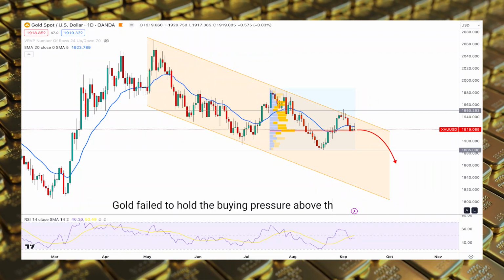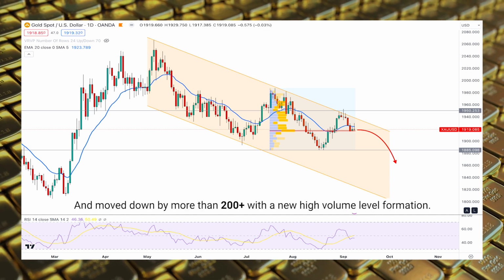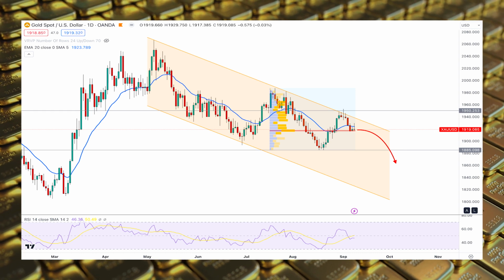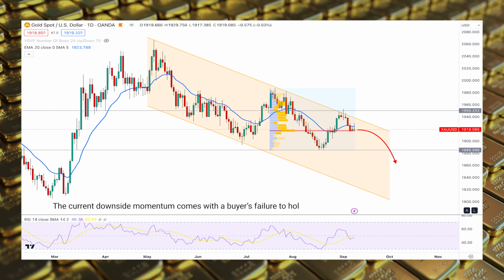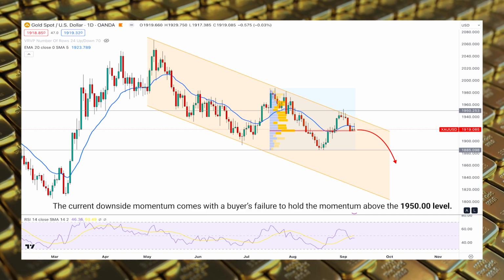Gold failed to hold the buying pressure above the 1950 level and moved down by more than 200 pips with a new high-volume level formation. In the weekly time frame of the gold-USD pair, the current downside momentum comes with a buyer's failure to hold the momentum above the 1950 level.